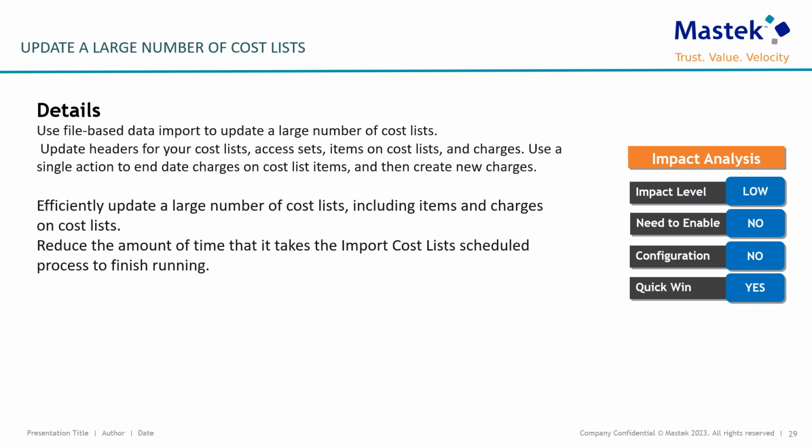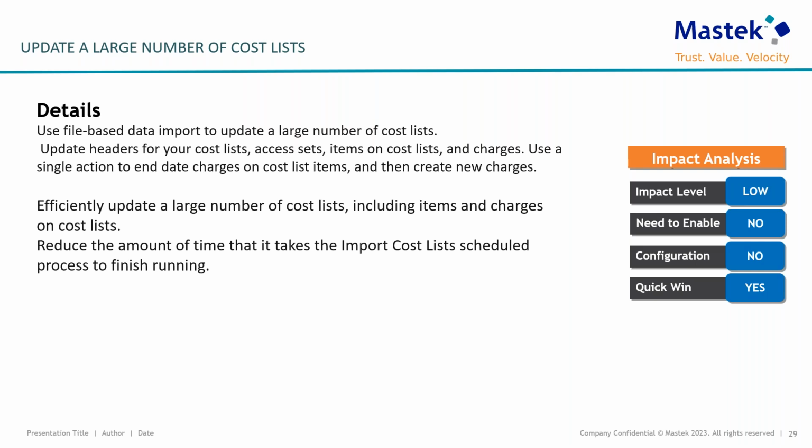Moving further, the next one is update a large number of cost lists. So to update a large number of cost lists, we can use file-based data import. This allows us to update the headers of our cost list, access sets, items on cost list, and charges. We can also use a single action to end date charges on cost list items, and then create new charges. So during the import process, we can view and fix any validation error that occurs.